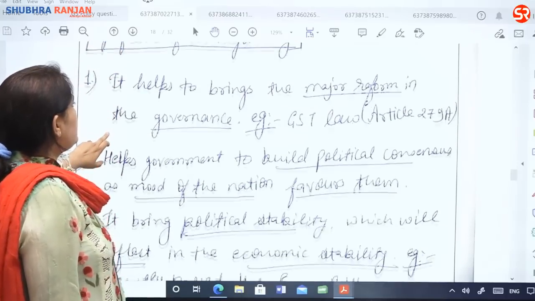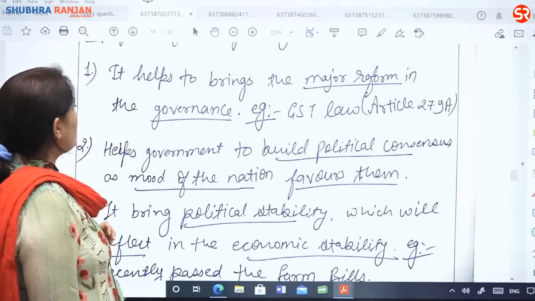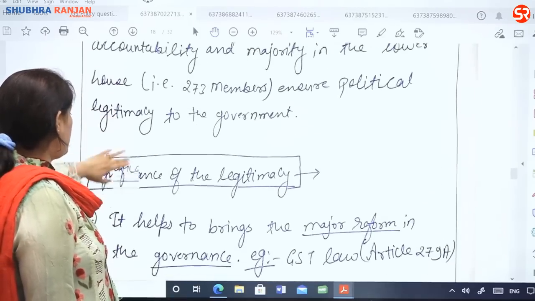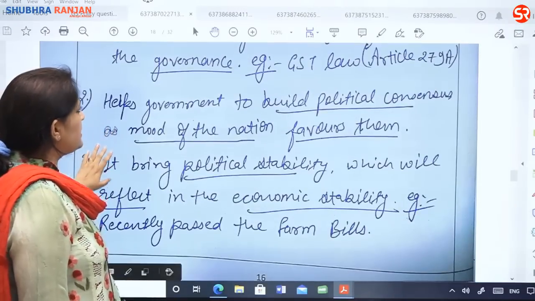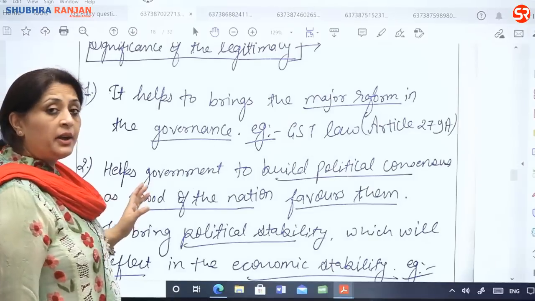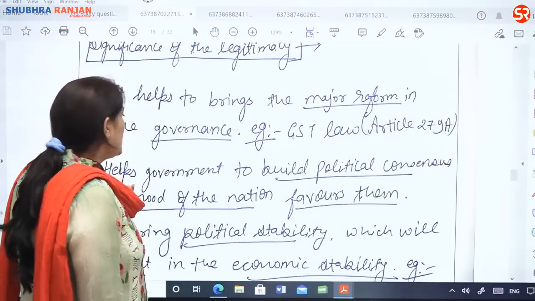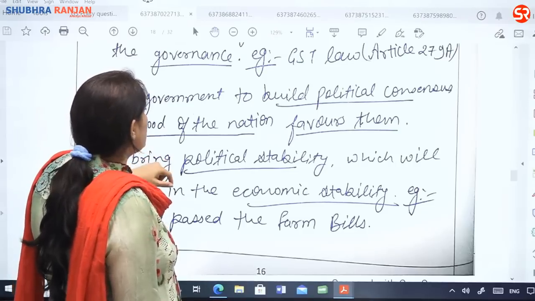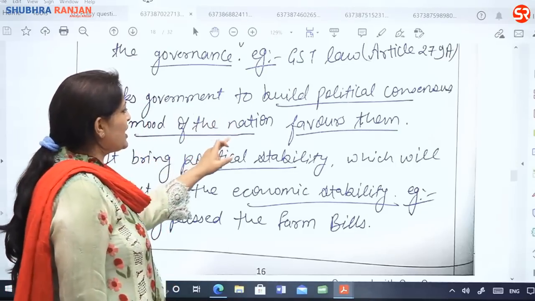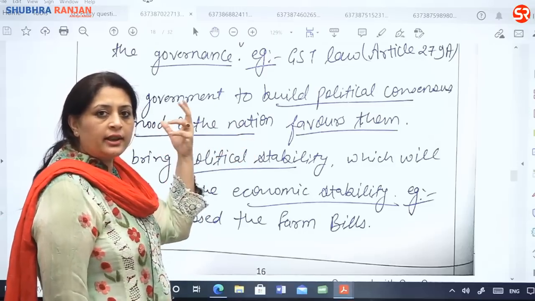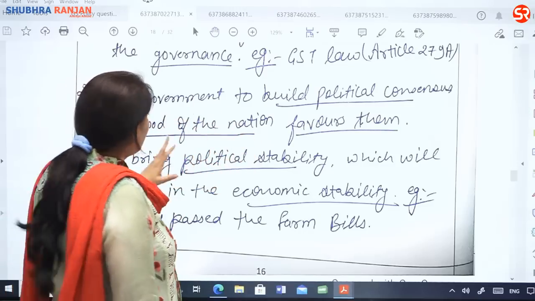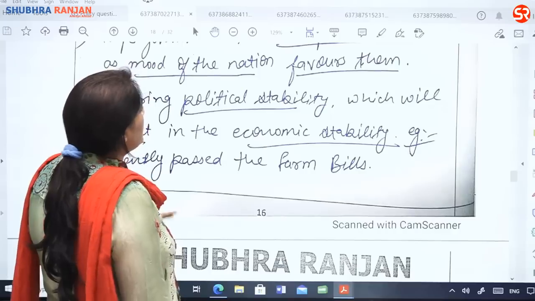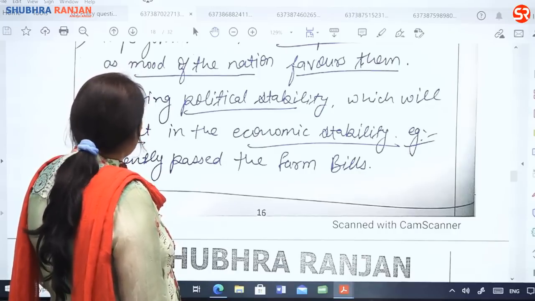Significance of the legitimacy: it helps to bring major reform in the government. Okay, fine, but I think you can frame better answers, though you have a good approach. Helps government to build political consensus as the mood of the nation favors them. Don't use these types of casual words, like mood of the nation and it's cool. I don't think it is a very formal way of expression. It brings political stability which will reflect in economic stability.